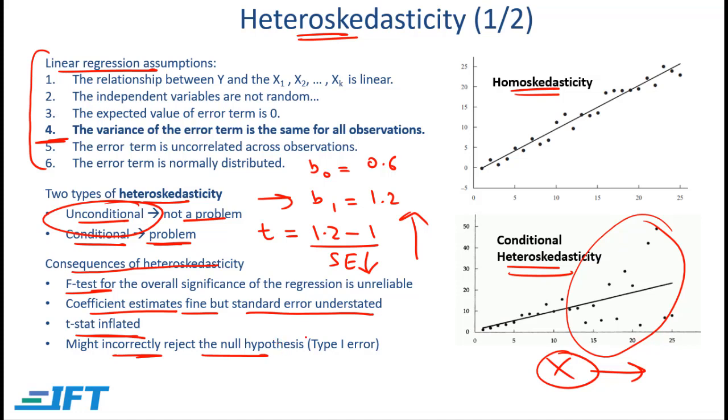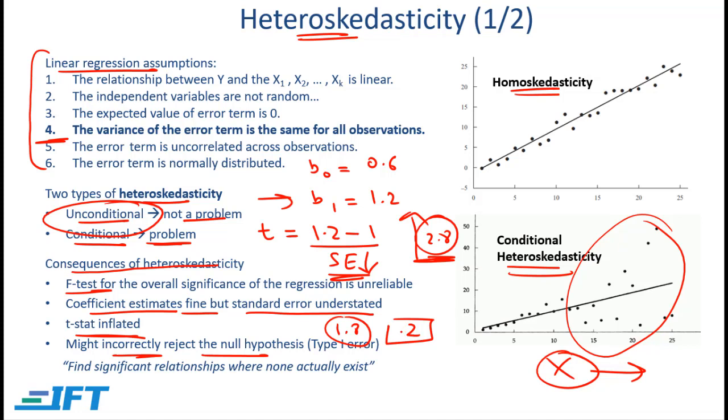So we might have a situation where the critical value is 2 and the actual t-stat should be 1.8. But because of the lower standard error, the inflated t-stat might be 2.8. And if we use this 2.8 and compare it with the critical value, we might reject the null hypothesis, and we might actually incorrectly conclude that there is a significant relationship, even though a significant relationship does not exist. This is called a type 1 error. So you need to remember these consequences of conditional heteroskedasticity.